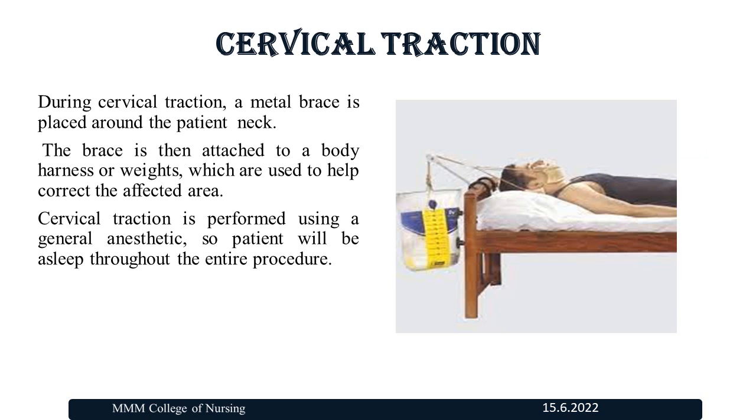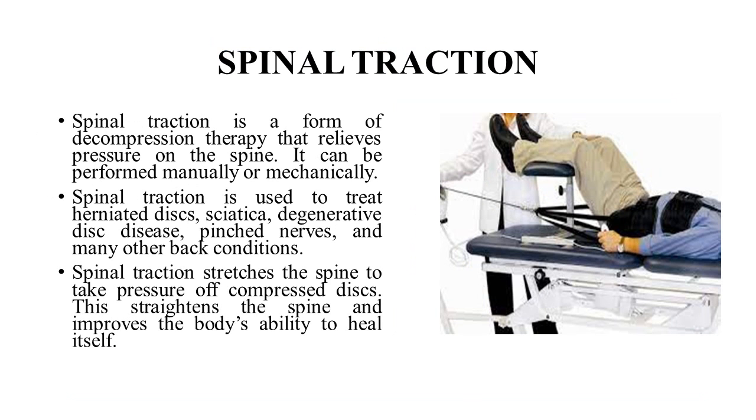Then we'll see cervical traction. During cervical traction, a metal brace is placed around the patient's neck. The brace is then attached to a body harness or weights, which are used to help correct the position of the patient's affected area. Cervical traction is performed using a general anesthetic, so the patient will be asleep throughout the entire procedure.